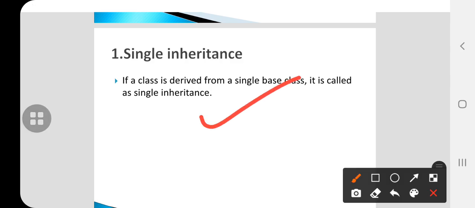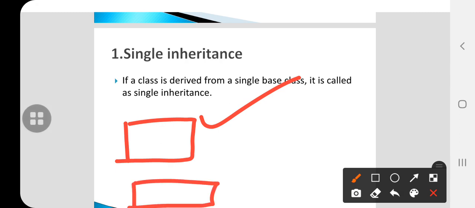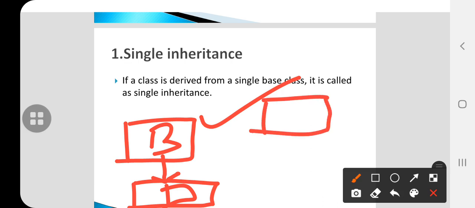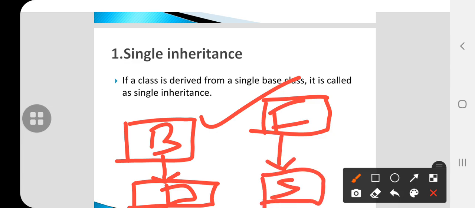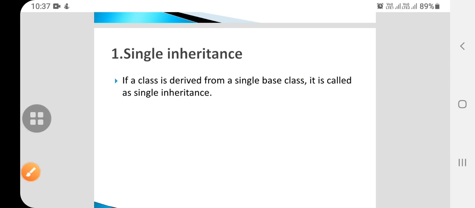There is one base class. Assume this is one base class and there is one derived class. From the base class, the derived class members can be derived. This is called single inheritance. Keep in mind, there is only one base class and only one derived class. For example, assume the base class as father and the son will of course be the derived class. Understood?